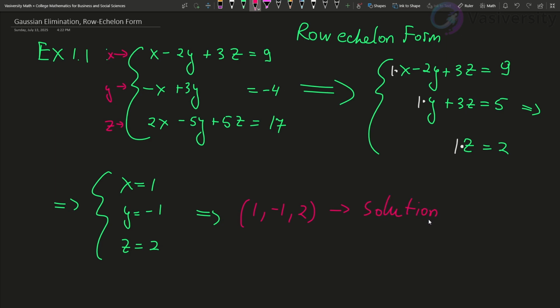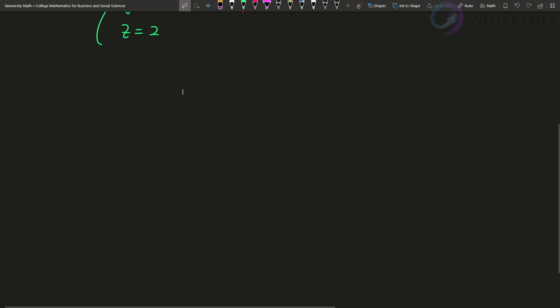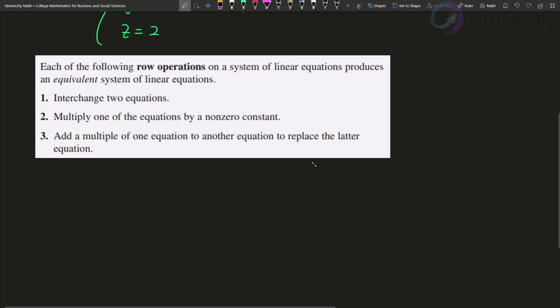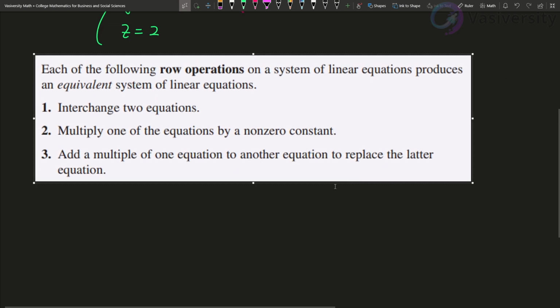Okay? Each equation, 1, 2, and 3, essentially represents a plane, because now we are in 3 dimensions. Okay, and why do we need row-echelon form? We need row-echelon form to be able to perform Gaussian elimination. So let's go ahead and actually introduce Gaussian elimination, because we will be applying the row-echelon form toward it. Each of the following row operations on a system of linear equations produces an equivalent system of equations.